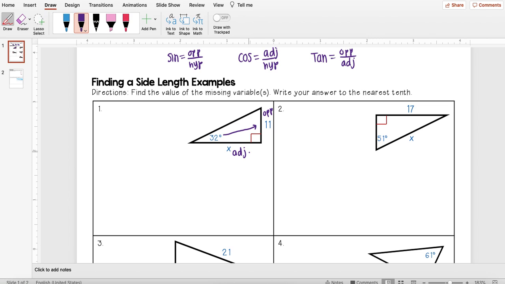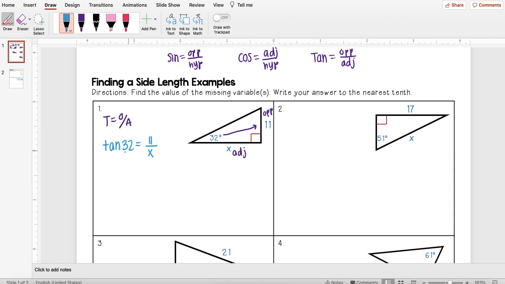Next, using that, I need to figure out which trig ratio I'm using. Well, I want to use the one that has opposite and adjacent, and I see that that is tangent. Tangent is my opposite and adjacent. So I have tangent is equal to opposite over adjacent. So I have the tangent of my angle here, which is 32, is equal to my opposite side, which I labeled as 11, over my adjacent side, which is x.